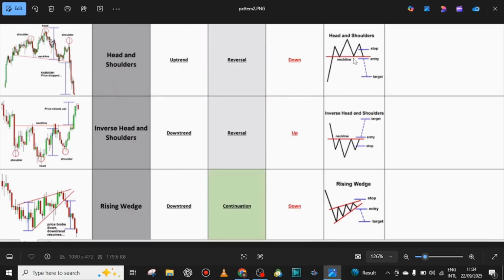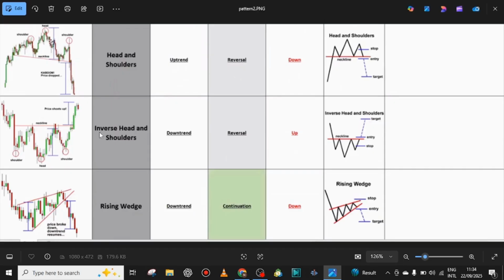The same thing with this one. We are not expected to enter this market anytime we just see this head and shoulder. We have to wait till the market breaks this neckline before we can say yes, it is safe to enter this market. So keep our stop loss here and our TP.